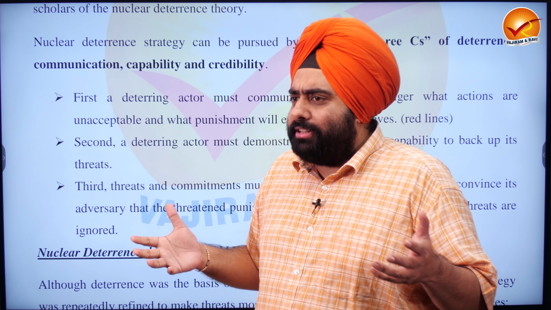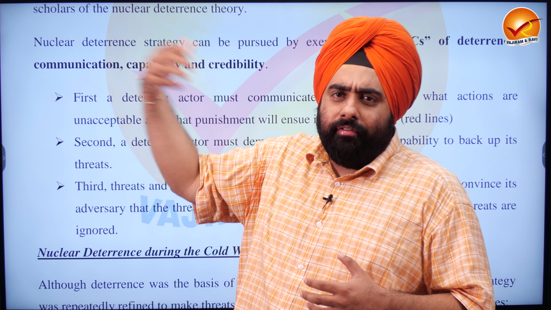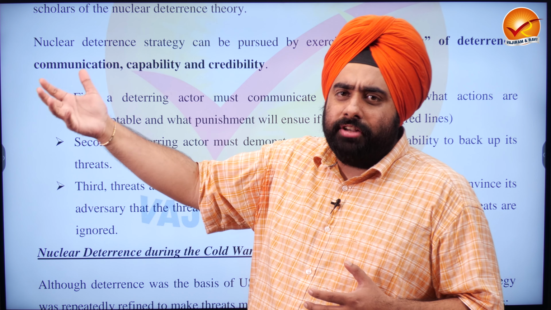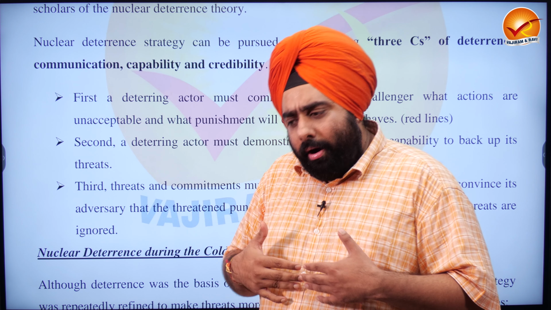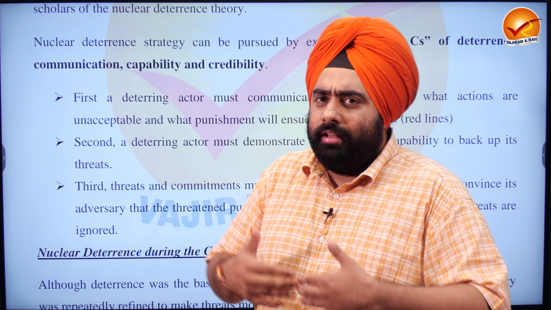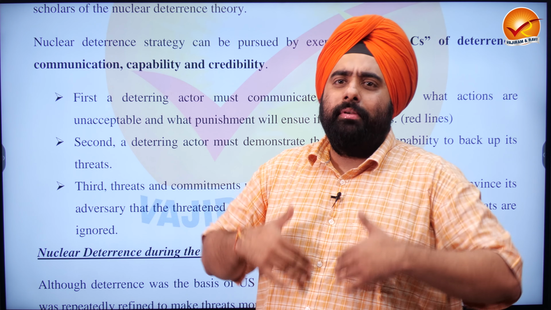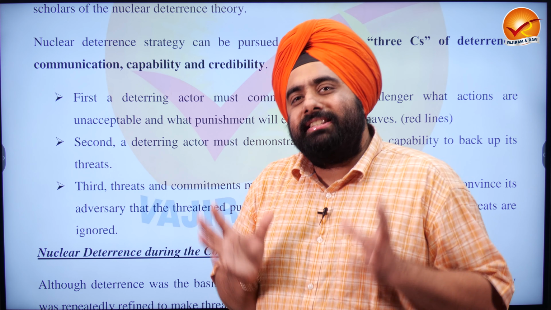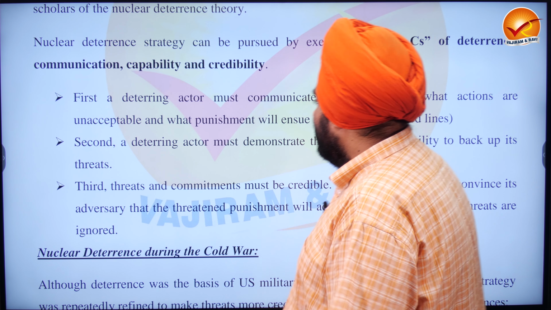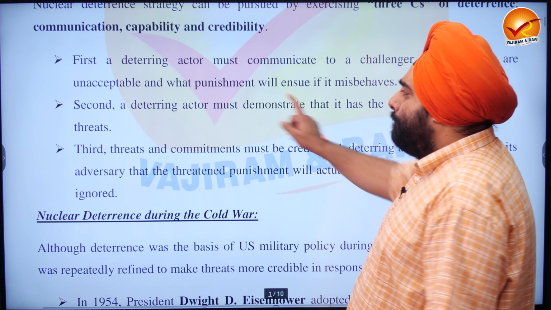For example, a country may say that if your fighter aircraft or your armed forces enter my territory after a particular point of time, if this much distance is crossed, I will be forced to use my nuclear weapons. So this can be an example of red lines. Second is capability.